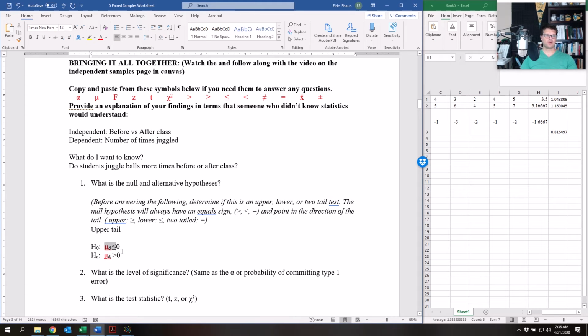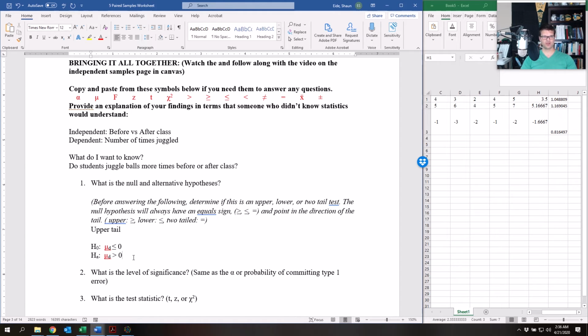So the null hypothesis says the mean of the difference score is less than or equal to 0, while the alternative hypothesis is the mean of the difference score is greater than 0, or the mean of the difference score of the juggling before and after class is greater than 0.